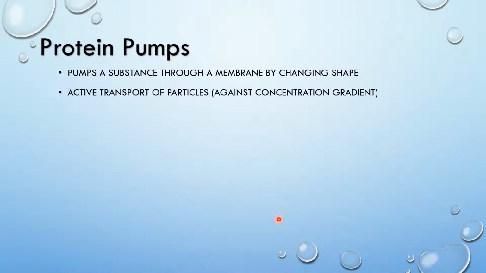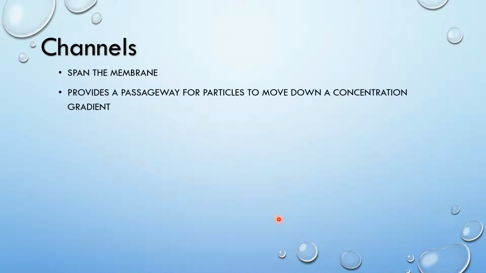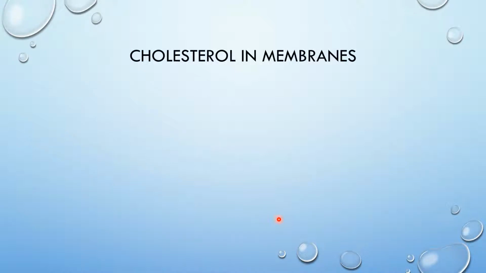I believe that Unit 1.4 will cover active transport, passive transport, and whatnot. So make sure you check out that video if you want to know. Anyways, the last C is channels. So membrane proteins also serve as channels. These proteins span the membrane and provide a passageway for particles to move down a concentration gradient, also known as passive diffusion.